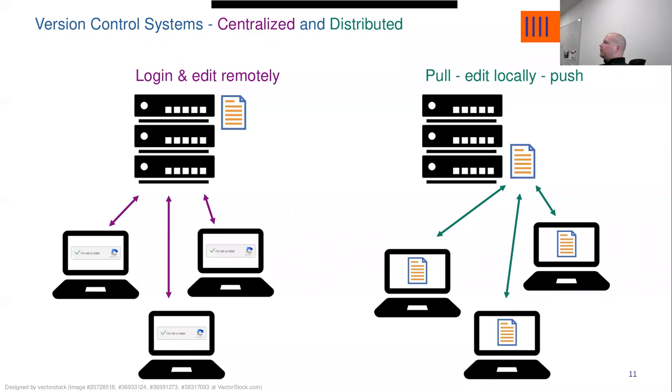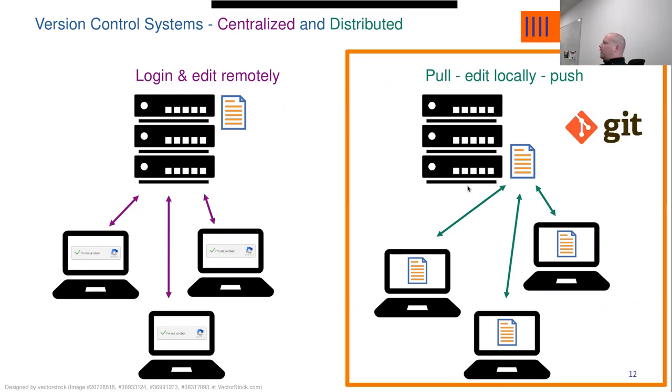The other way would be a distributed version control system, where a user does not work on the file on the server, but every single user copies the file to their own device, edits it, and then after editing it, pushes it back to the server. And this is how Git works.